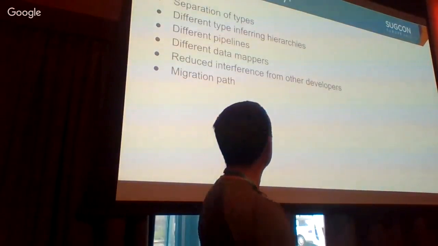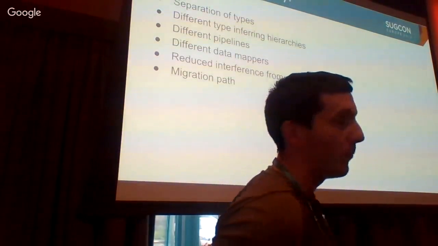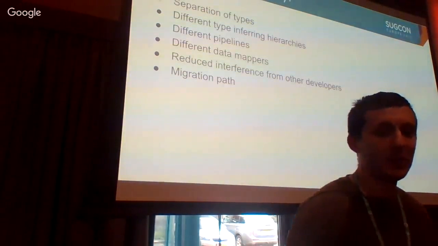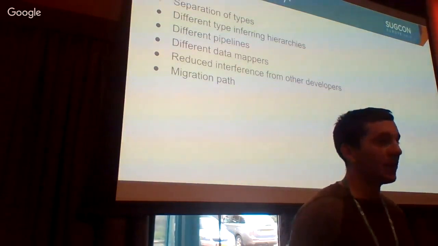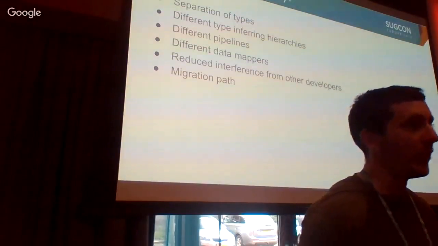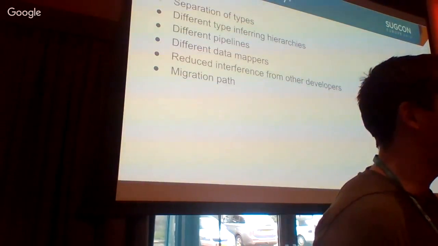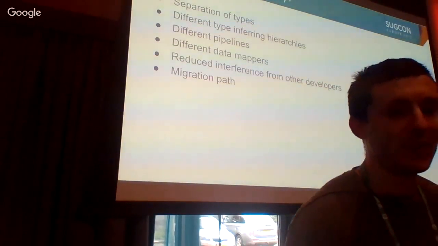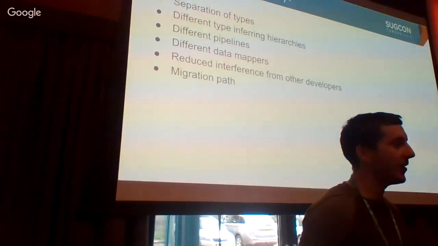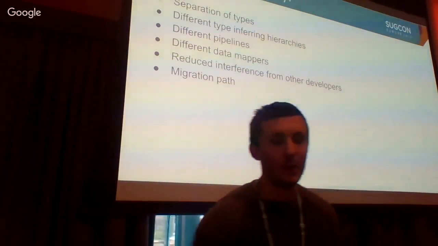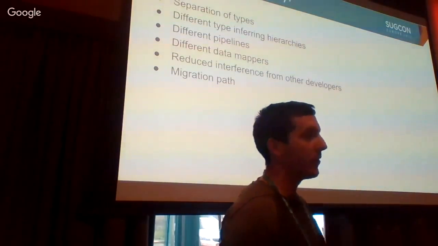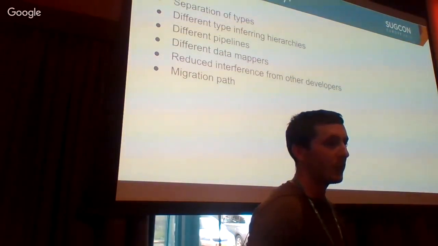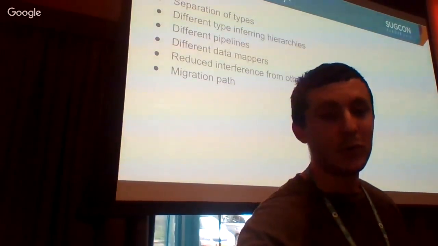So with our context isolation, we can keep our types separated. We can keep our type inferring hierarchies separated, so nobody else can hijack them. If I want to do something crazy in my pipeline, I can do that without upsetting the developers in other teams. And I think the main benefit is just the reduced interference from other developers. You're not going to have them calling on you.